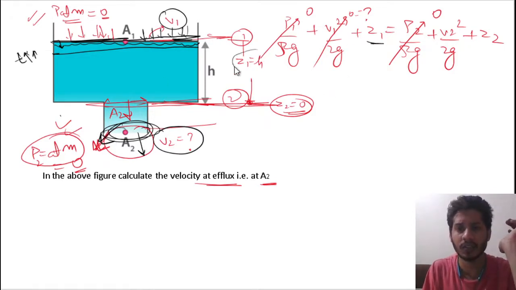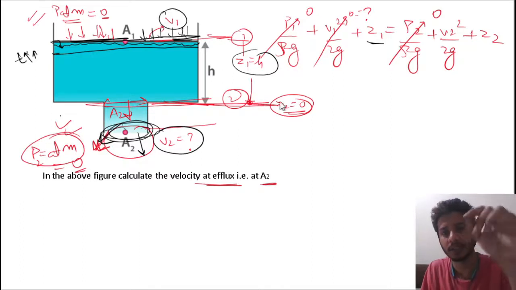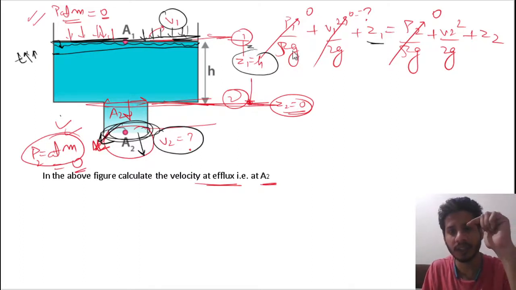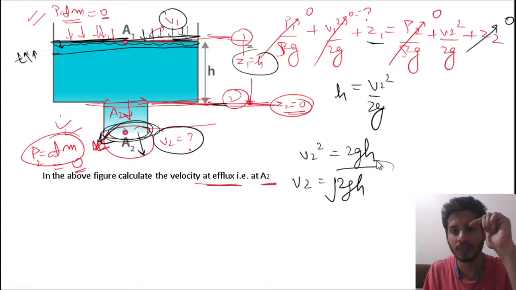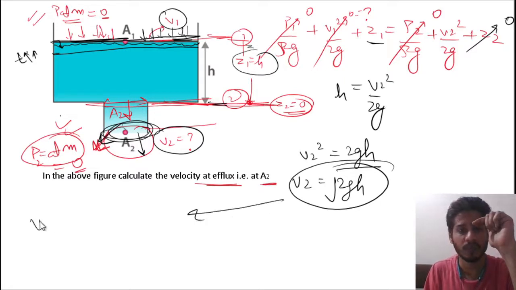Here Z1 is equal to H. From the datum, Z2 is 0 and Z1 is H. H is equal to V2 square upon 2g, since V1 is 0 and the pressure is atmospheric. Z2 is also 0 since it is at the datum. So V2 square is equal to 2gh. Taking root on both sides, V2 is equal to root of 2gh.